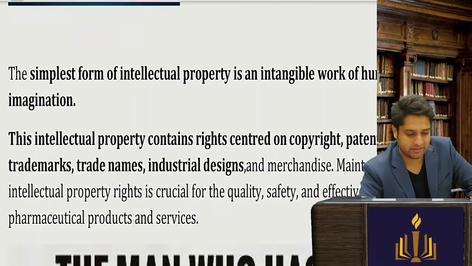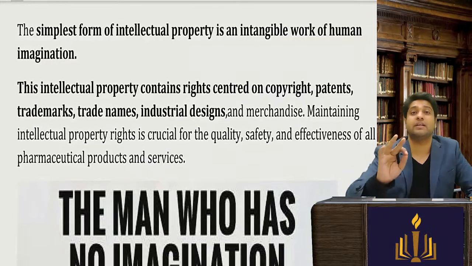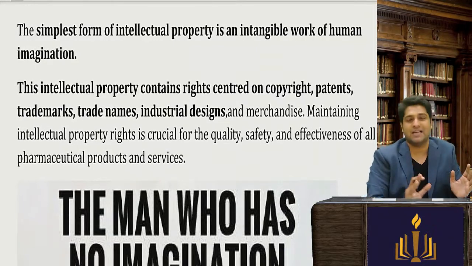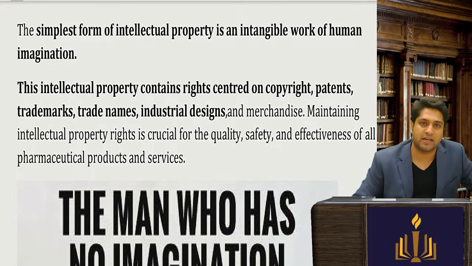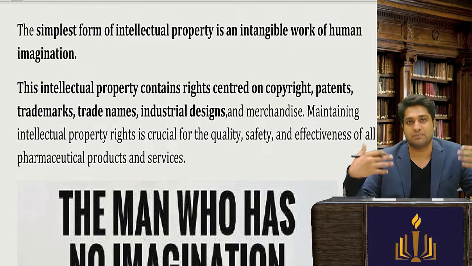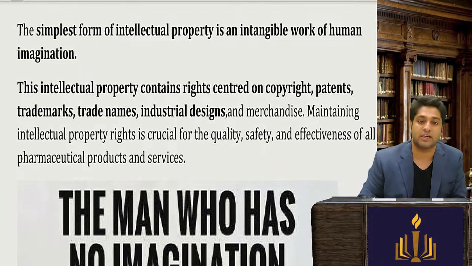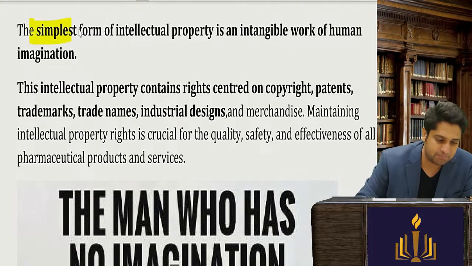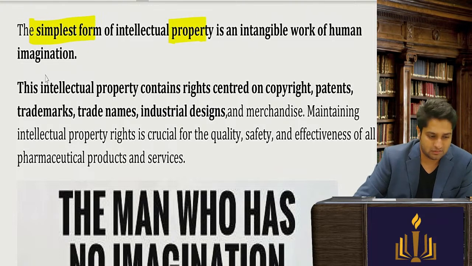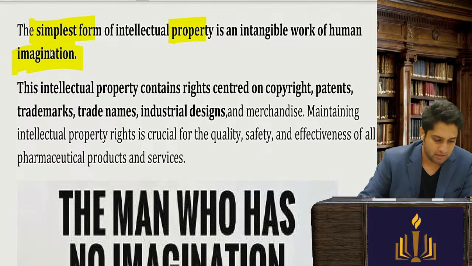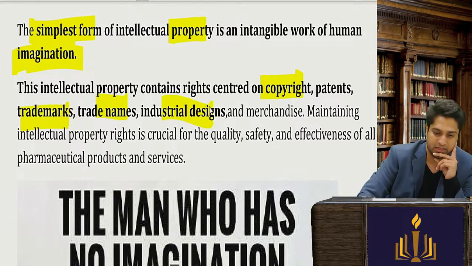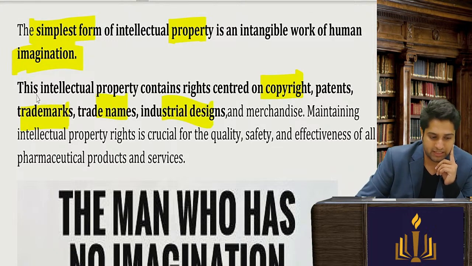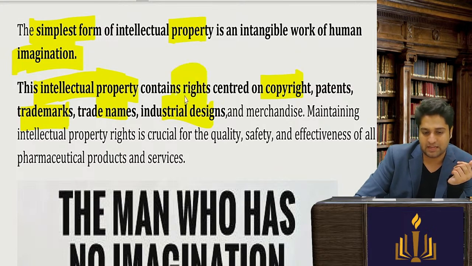So obviously they say that, listen, even an idea is intellectual property. However, to get protected, you need to do something more concrete to get protection. So they say the simplest form of intellectual property is imagination, is an idea. Intellectual property contains rights centered on copyrights, patents, trademarks, industrial designs, etc. So intellectual property obviously contains everything.